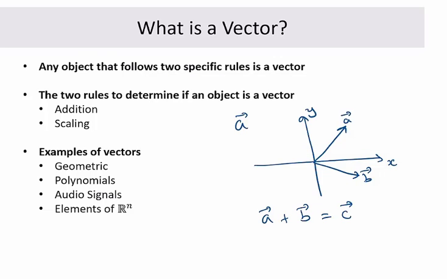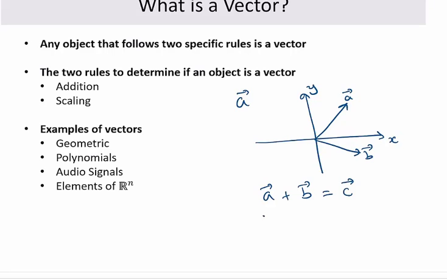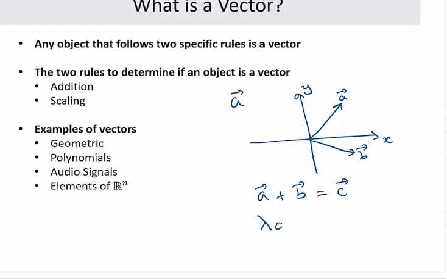So this is the rule of addition, and the rule of scaling is that I can have any scalar, and if I multiply that with a vector A, the result is another vector which has either lengthened or shortened depending on the value of the scalar. So if I have an object and it follows these two properties, where you can add and where you can scale, and the result is an object of the same type, then that means that it's a vector.